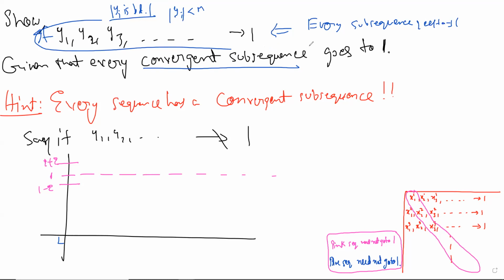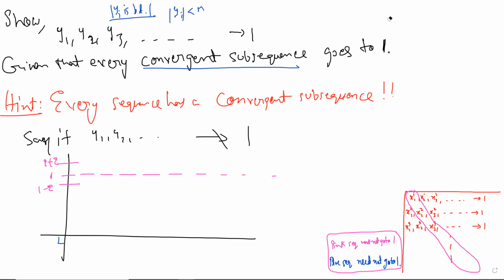Every subsequence goes to one, meaning that this goes to one. I'm not saying every convergent subsequence, just every subsequence. If every subsequence goes to one, it means that this also goes to one. But then if this does not go to one, then there is some subsequence which does not go to one. Actually it comes down to the same thing. Sorry, let me not go into this.